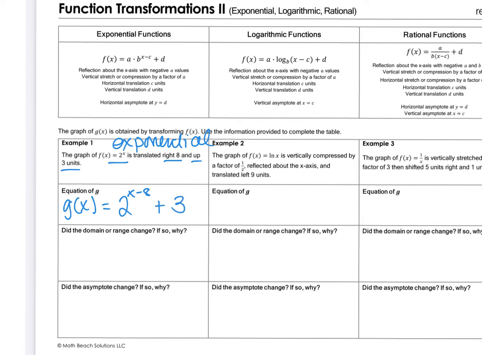Okay. All right, so looking at exponential here, if you don't remember, there's always a horizontal asymptote, which is at y equals wherever that up or down shift is.